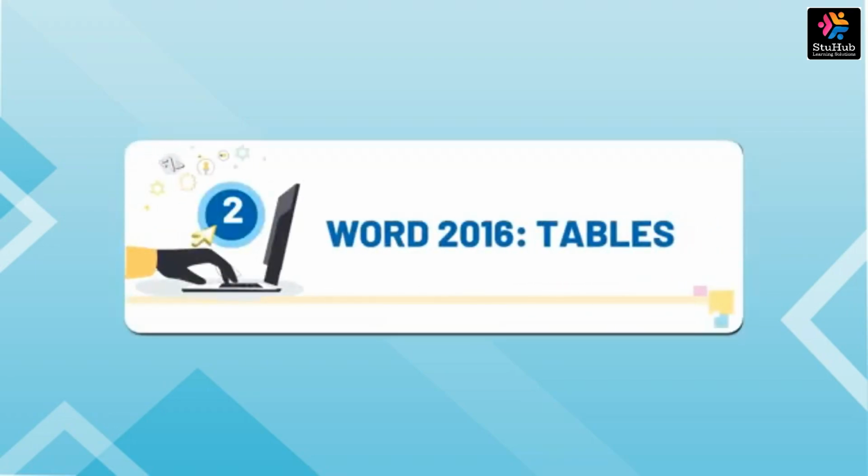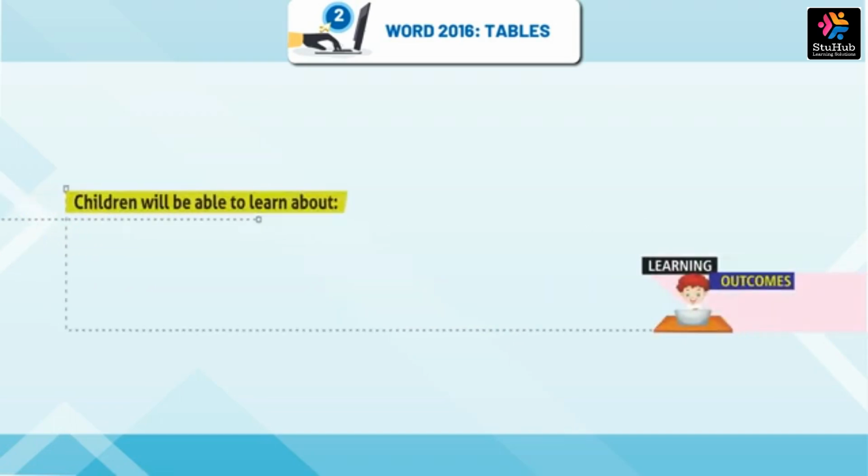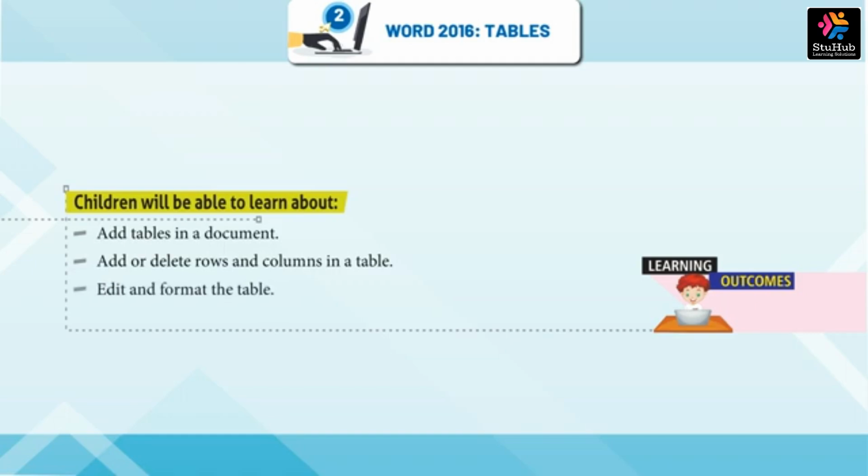Lesson 2. Word 2016. Tables. Tables help us to organize information neatly and make it easier to compare different things. They present data in columns and rows and make information look more organized and easier to read. Children will be able to add tables in a document, add or delete rows and columns in a table, edit and format the table, merge and split cells in a table.